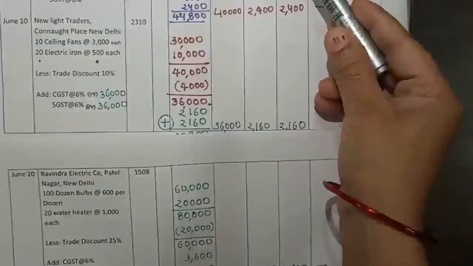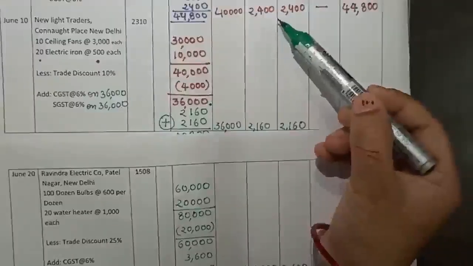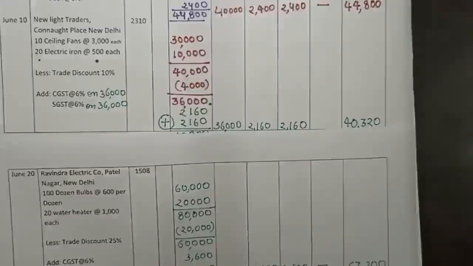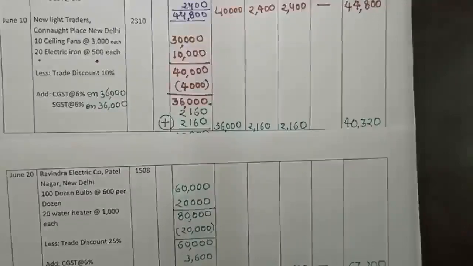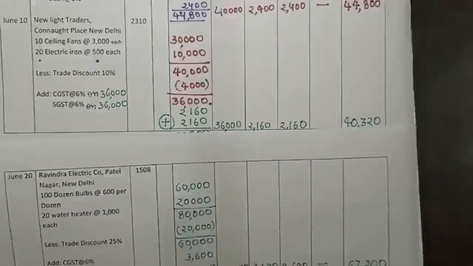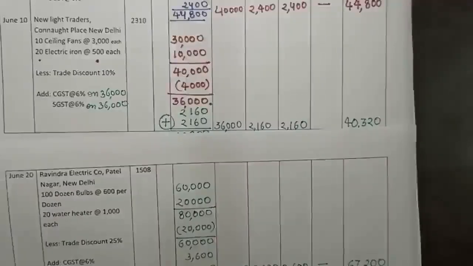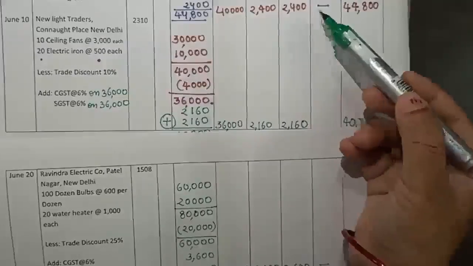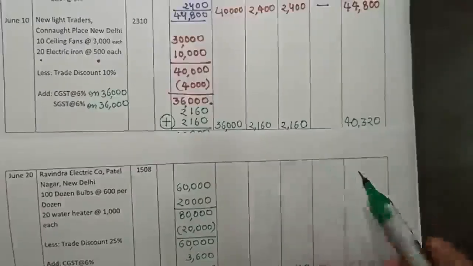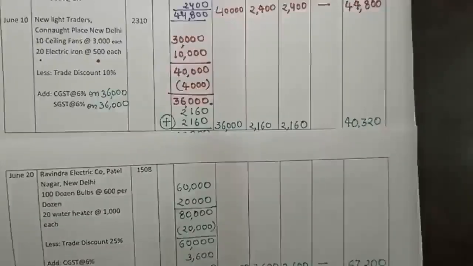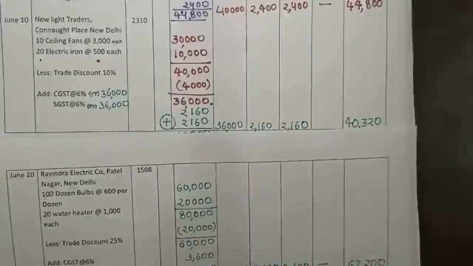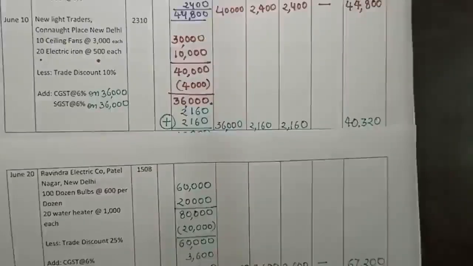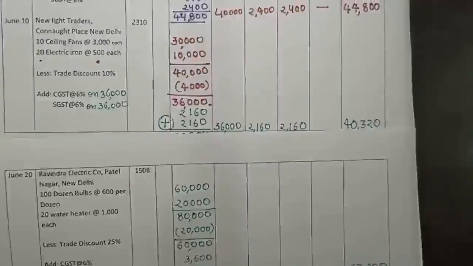Next column is of input CGST. The amounts 2,400, 2,160 and 3,600. These three amounts we have. We will add them. It will be 8,160. In the input SGST column, 2,400, 2,160, 3,600. Again, after adding all these three, the total sum is rupees 8,160. The IGST column is blank, nil.